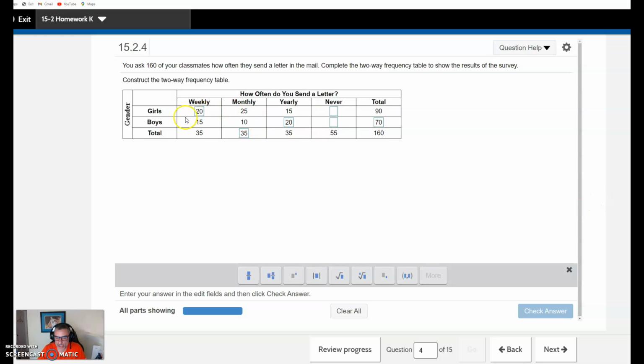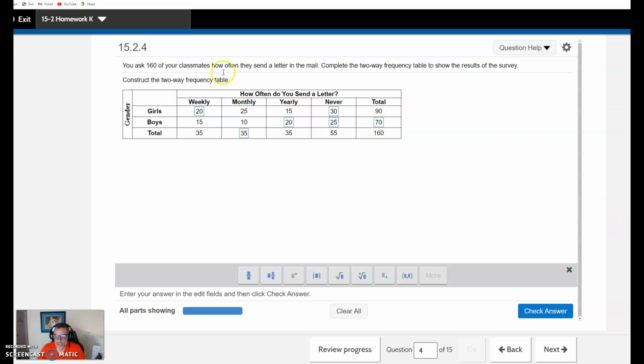Going across, I need to fill in these last 2 boxes. Going across this direction, I know that these 4 have to add up to 90. So I already have 20, 45, 60, which means this has to be 30. And now for this column, I have 15 plus 10 is 25. 45 plus what is equal to 70? Well, that's got to be 25.